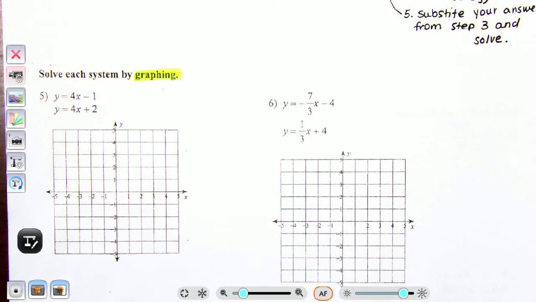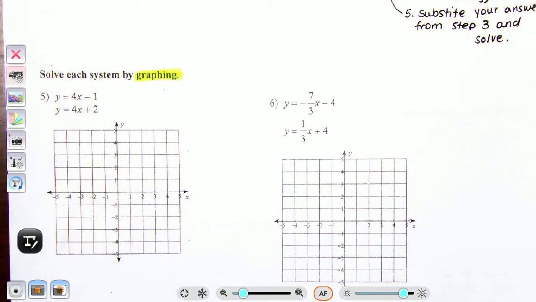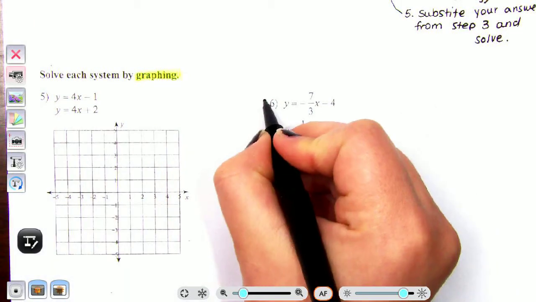If you don't have a ruler, use a binder, use another sheet of paper, but you have to have these lines straight. The unfortunate part about graphing is if you don't have perfect lines that are graphed to perfection, you might not get the right answer because your lines might not overlap the way that they should. So let's get started. Now I'm going to work on number six.